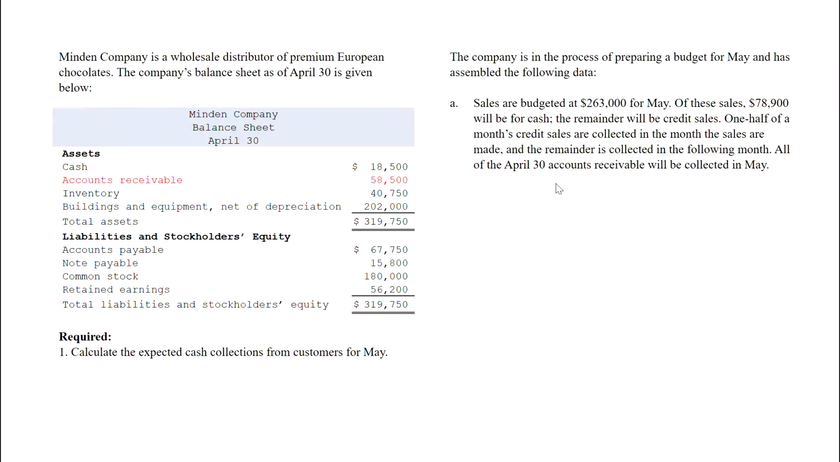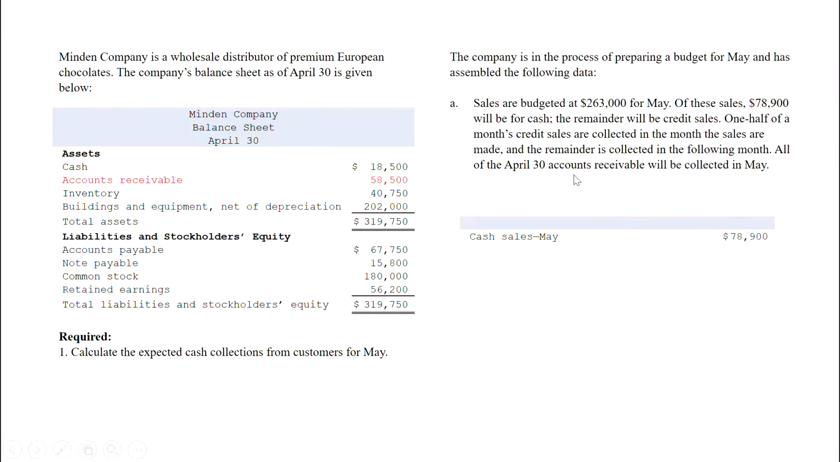So let's start working through here and figure out what would be the cash collections related to sales in the month of May. Well, the first item is any cash sales. So for example, they say that sales altogether are budgeted to be 263,000, but of those total sales, we're going to collect 78,900 right away in cash, not on credit. So that's going to flow through immediately.